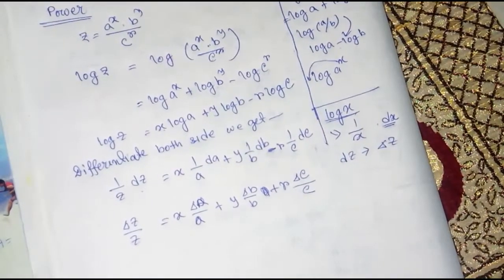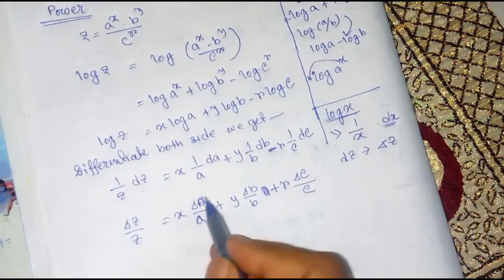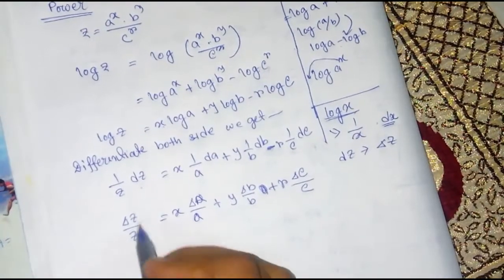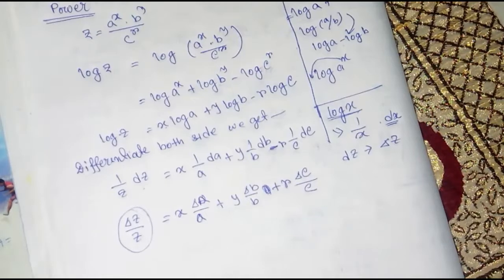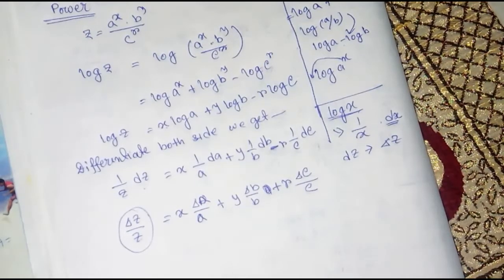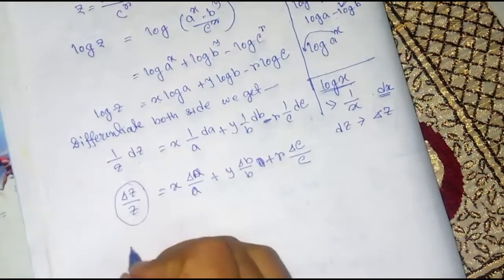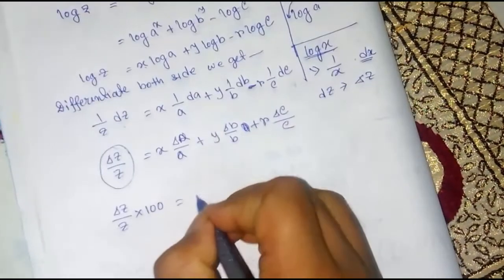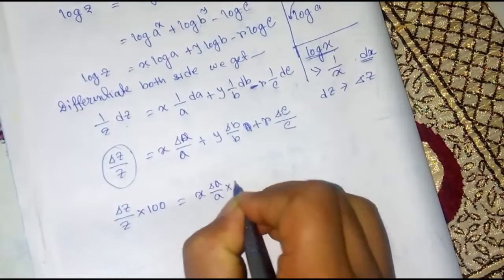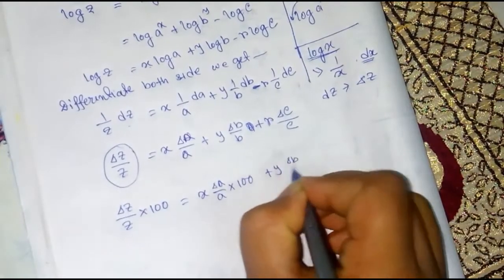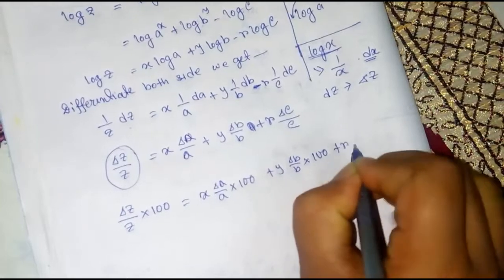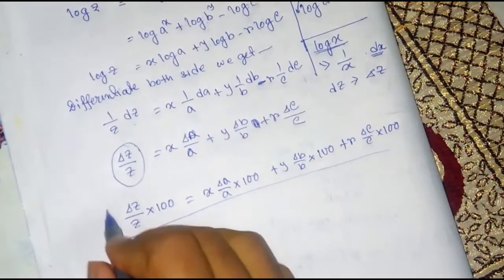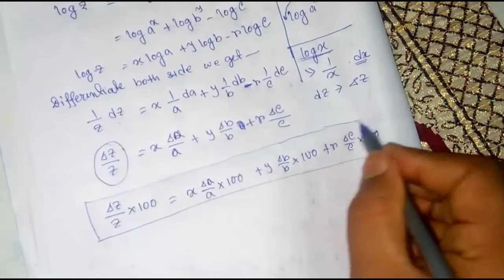Okay, as you can see that the exponential powers x, y, r come in front of the errors. So this is called the relative error, right? This is the relative error. If we calculate the percentage error, we have to multiply this term by 100. So the value comes x into del a by a into 100 plus y into del b by b into 100 and r into del c by c into 100. Okay, hope you will understand these combinations of error.